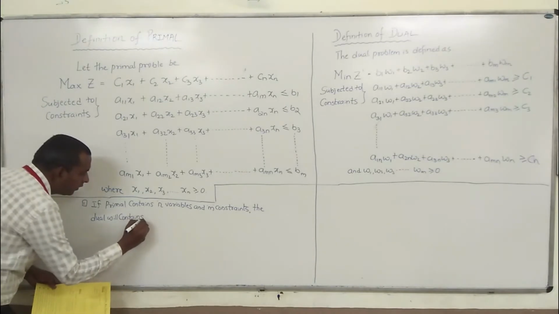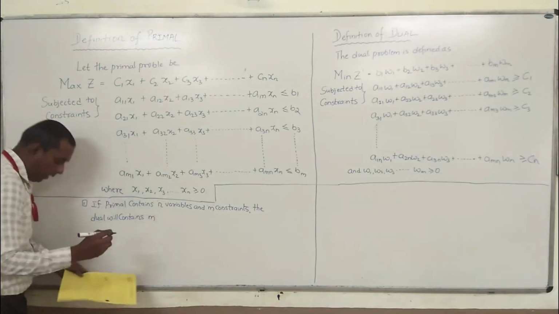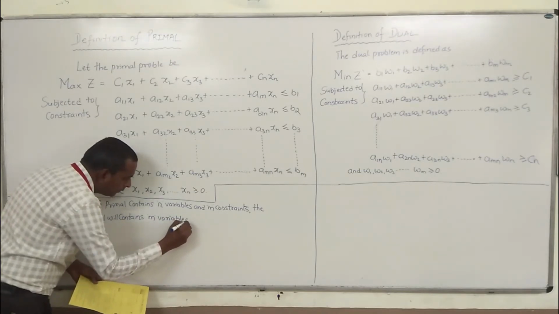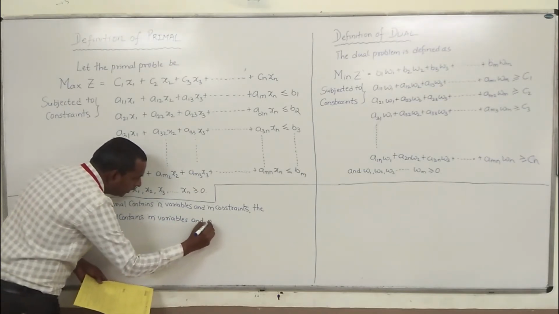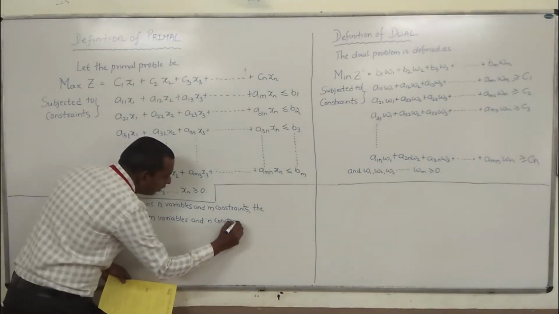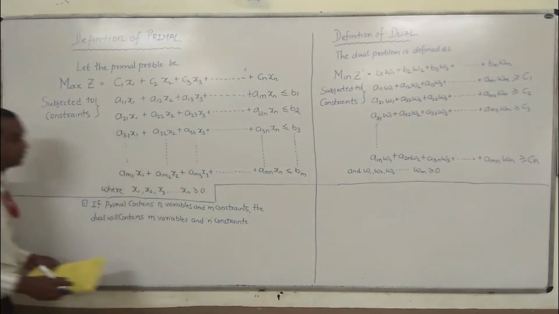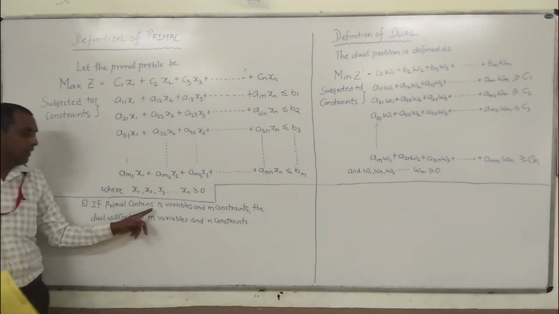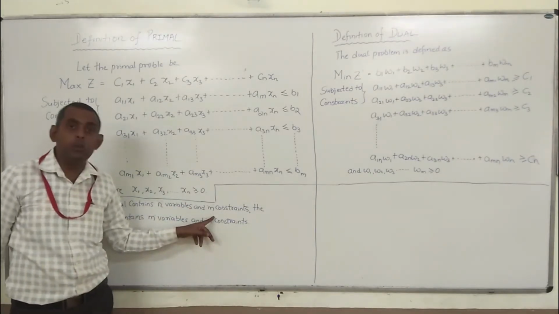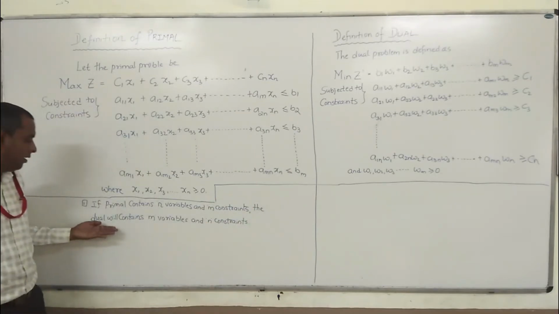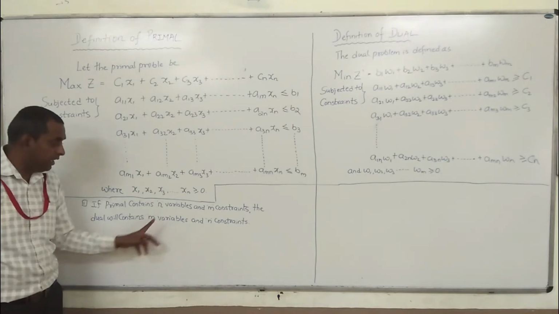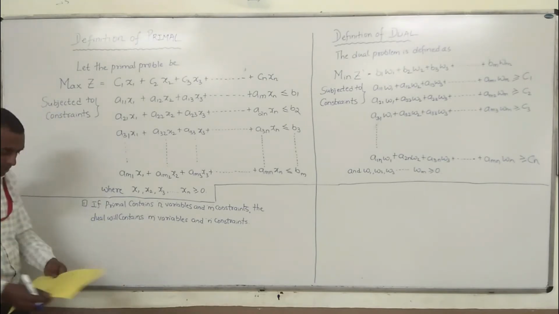It contains m variables and n constraints. If the primal contains n variables and m constraints, the dual contains exactly the opposite of this, that is vice versa. It contains m variables and n constraints.